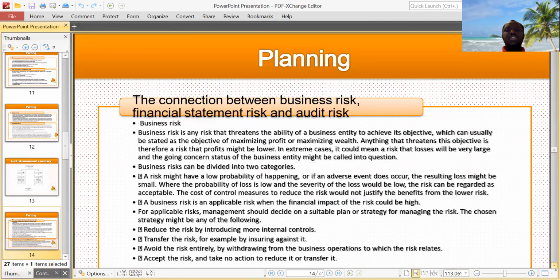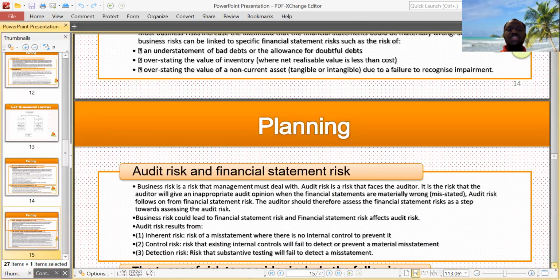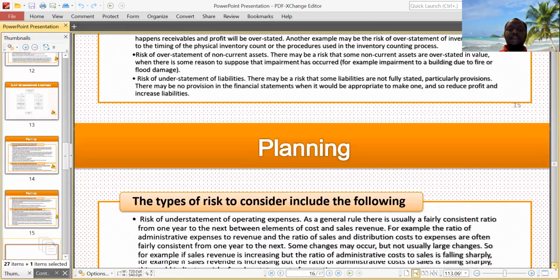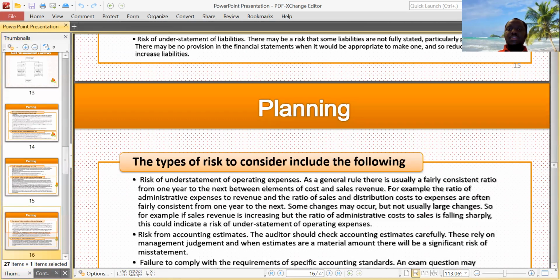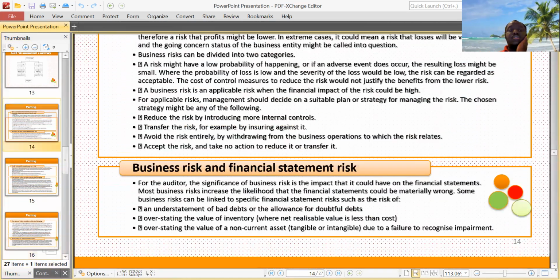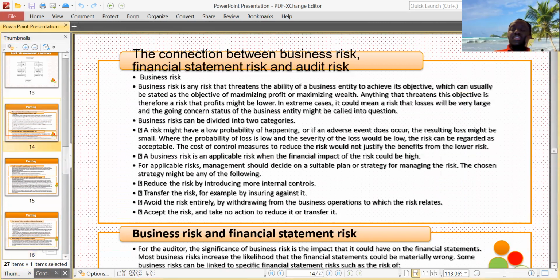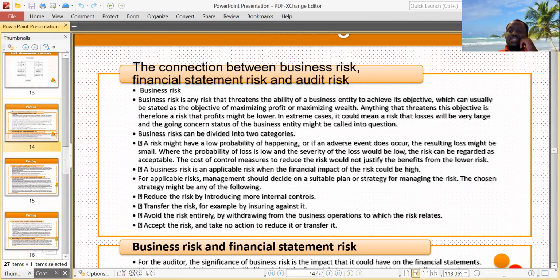Now let's look at the connection between business risk, financial statement risk, and audit risk. So what is business risk? Let's first of all understand that. Business risk is any risk that threatens the ability of a business entity to achieve its objectives. And you know the fundamental objective of businesses is to achieve profits and maximize shareholder wealth. It's very, very important.